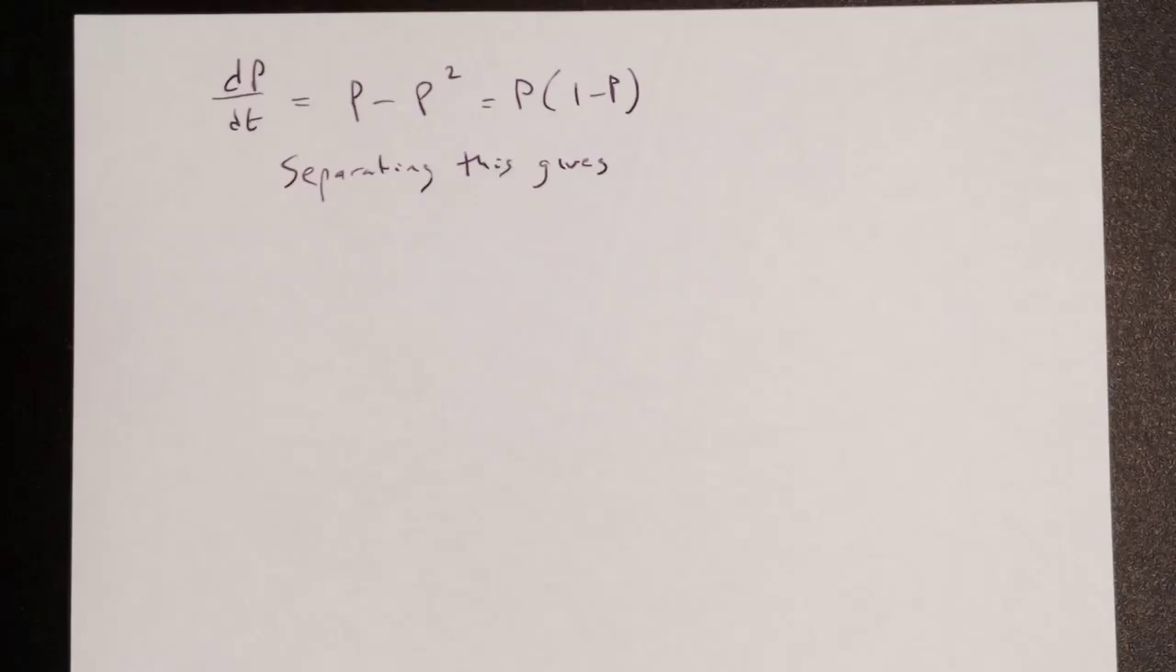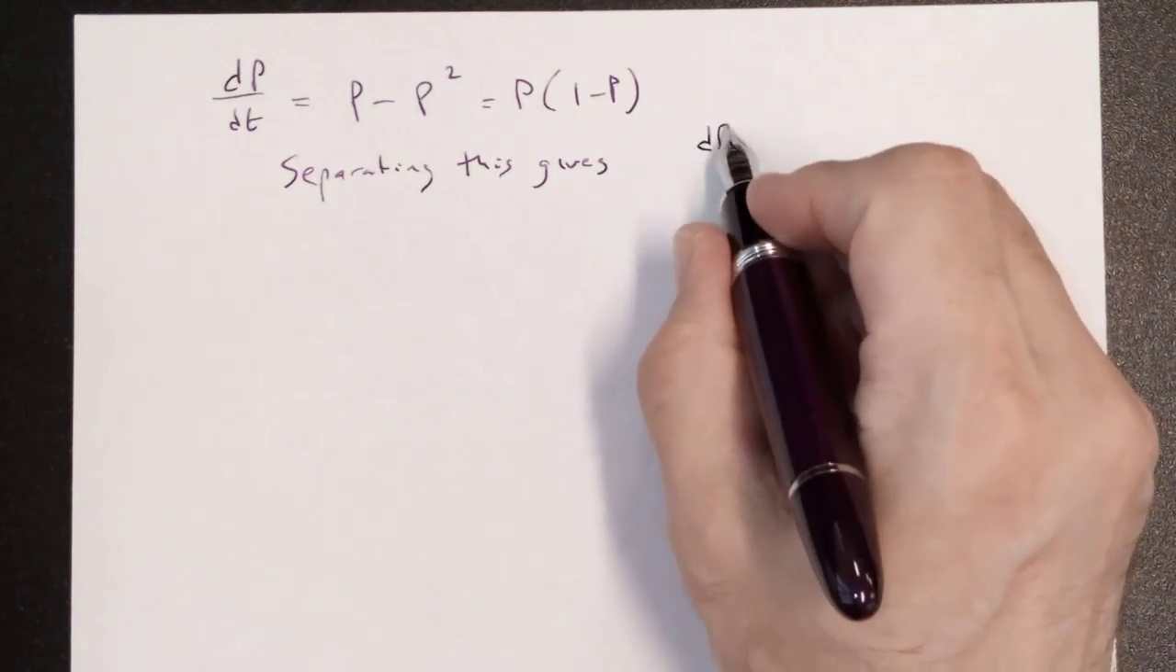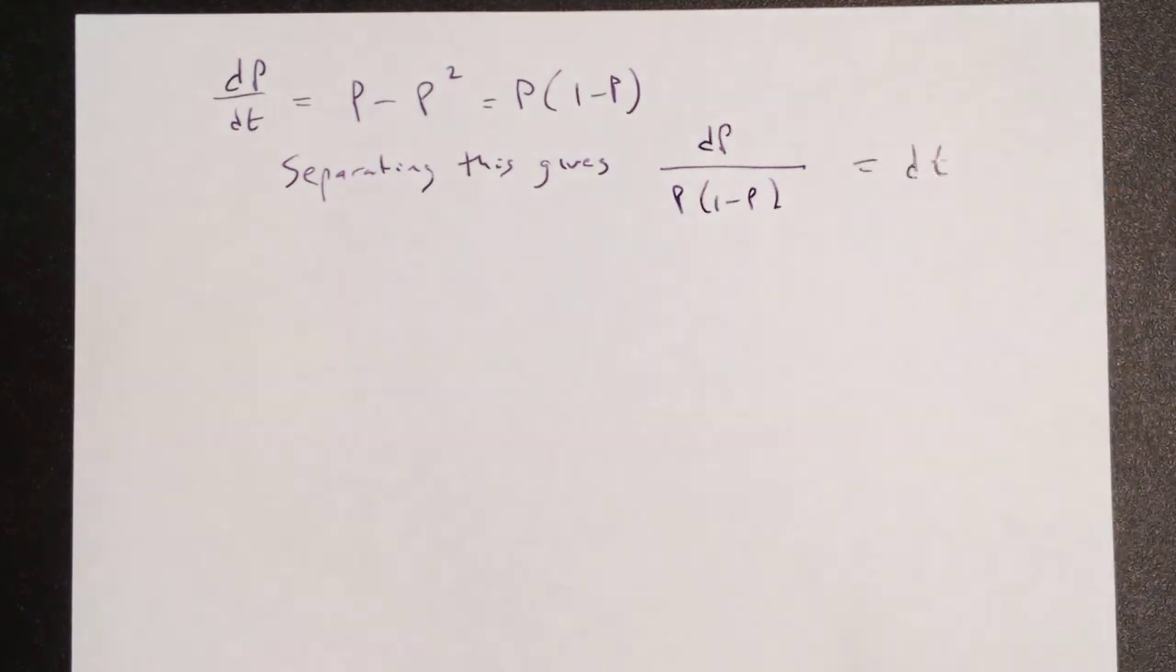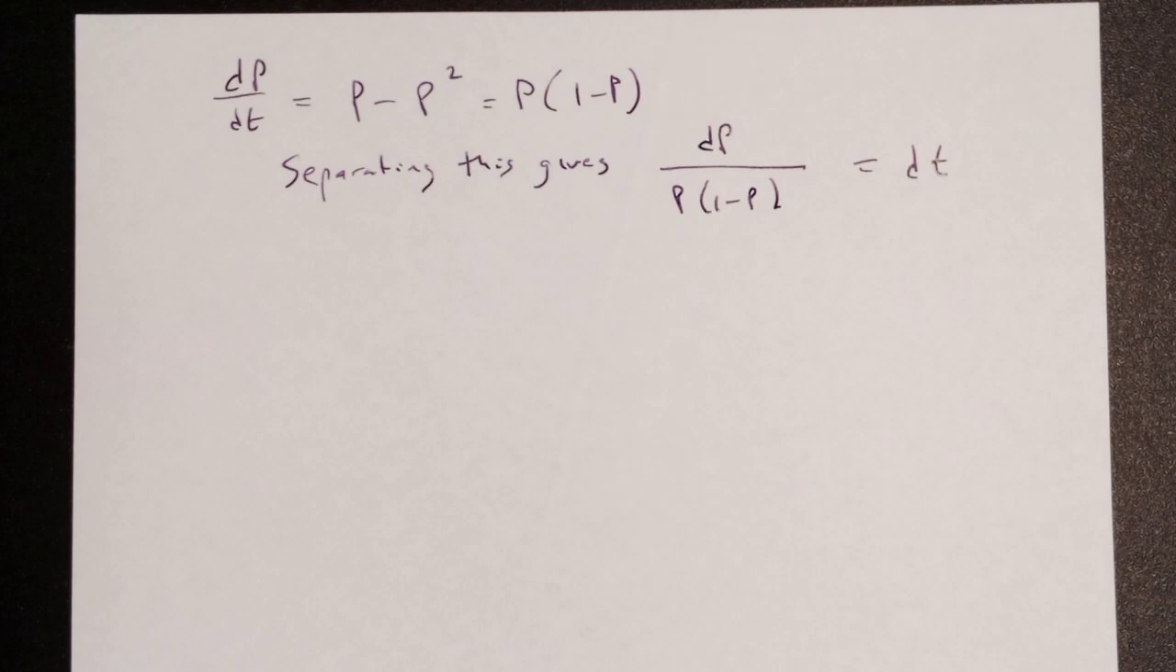What do we have here? What happens when I separate? I get dt by itself, but the other side is dp over p times 1 minus p. Please don't throw things. I want to integrate. The right side is trivial. Left side is partial fractions.